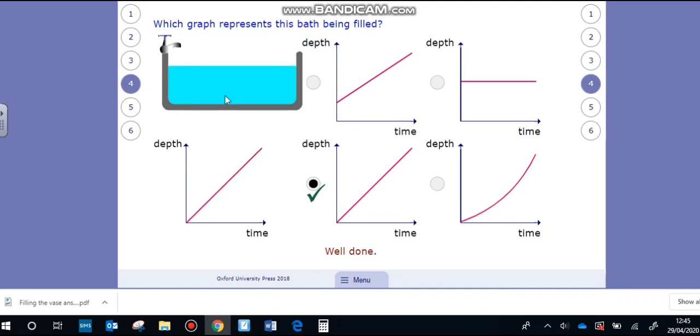So there we go. The depth increased steadily. Okay, so we get this graph, so we were correct. So let's have a look at number 5.